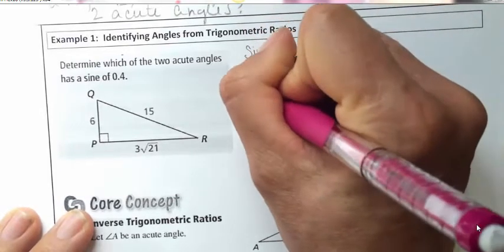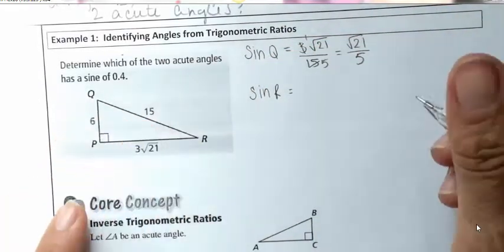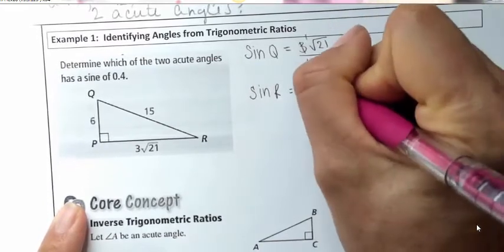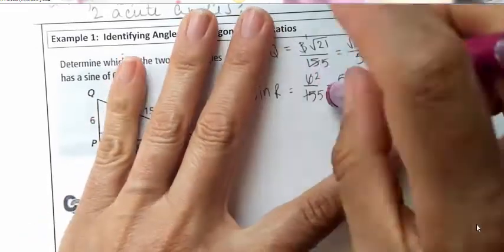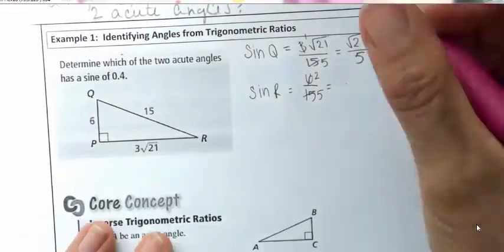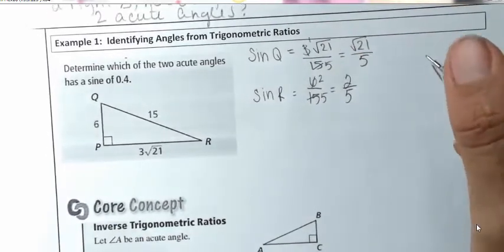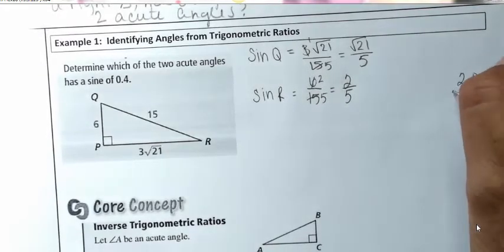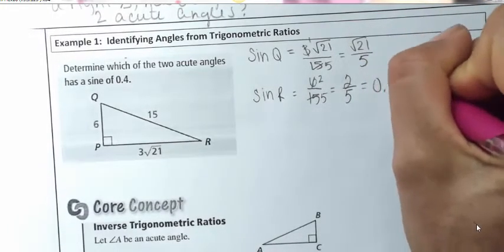And then sine of r, we'll do the same exact thing for the other acute angle. So opposite over hypotenuse, so that's 6 over 15. Reducing that, let's see, divide by 3, top and bottom, we get 2/5. Oops, not 5/2, 2/5. Which in fact is 0.4. I know that for a fact because if I divide 2.0 by 5, I get 0.4. Okay, so this one is definitely 0.4.